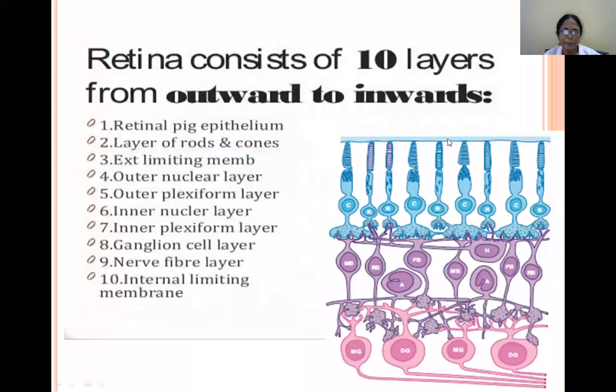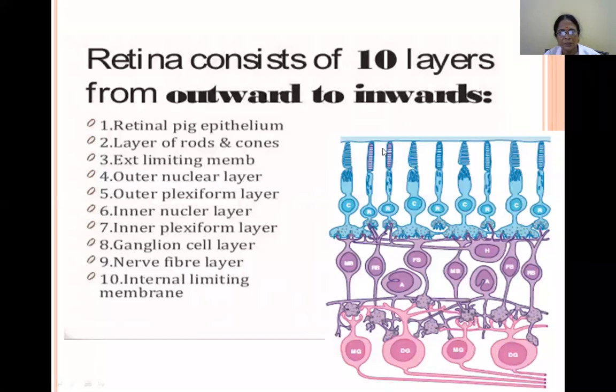First layer is the pigment layer. It consists of melanin pigment. It is a single layer. Layer of rods and cones. External limiting layer. Outer nuclear layer. Outer plexiform layer. Inner nuclear layer. Inner plexiform layer. Layer of ganglionic cells. Nerve fiber layer. Internal limiting layer. Altogether 10.